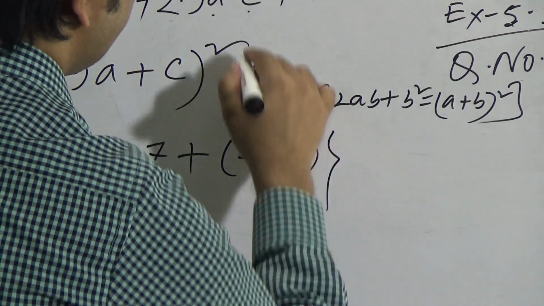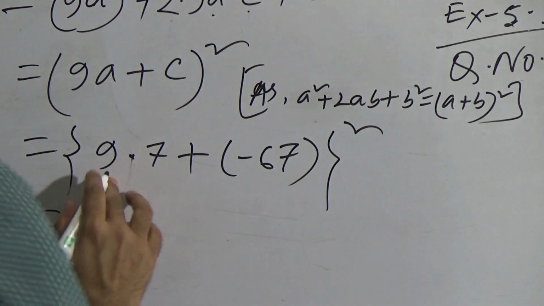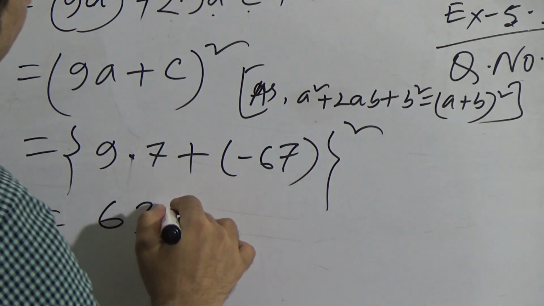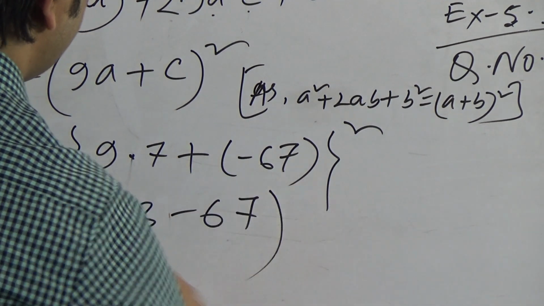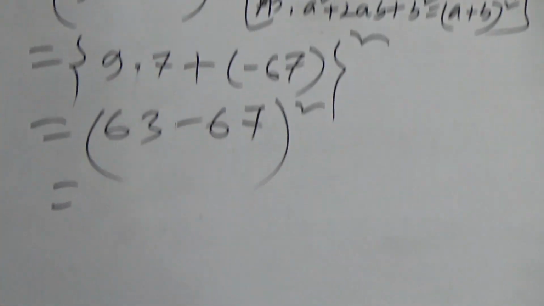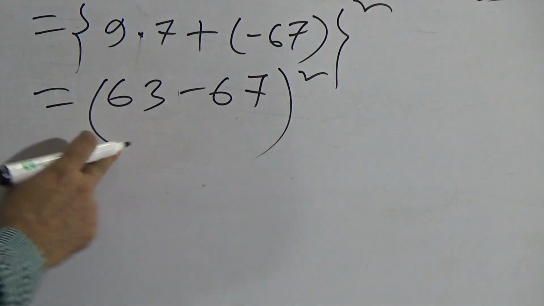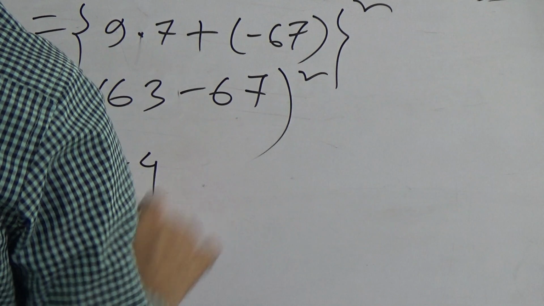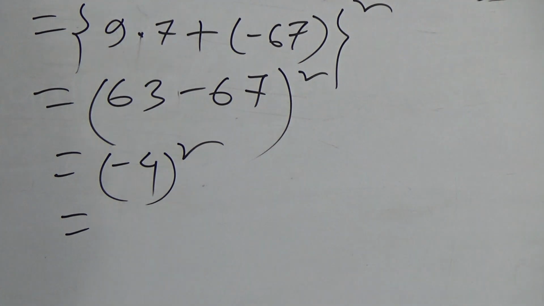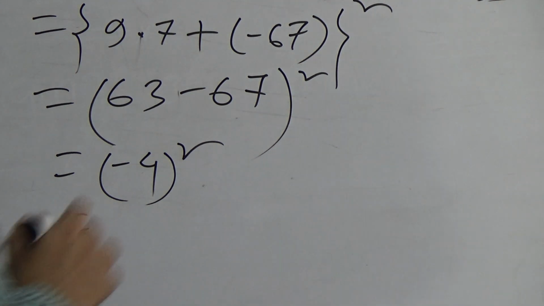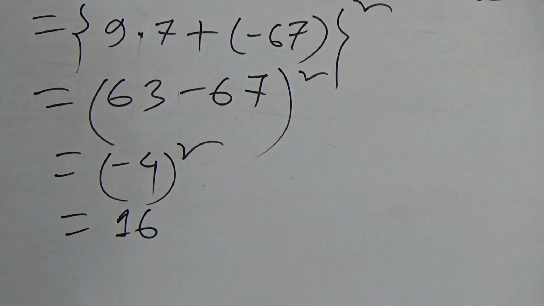Now calculate here. Here is square, give the square. Now 9 sevens are 63. Now the product of plus and minus is minus. This is 67. So we can write here 63 minus 67. If we do the addition here, what will we get? We will get minus 4. As here is square, give the square. The product of minus 4 and minus 4 is 16. It means the square of minus 4 is 16. So the required value of the given expression is 16.